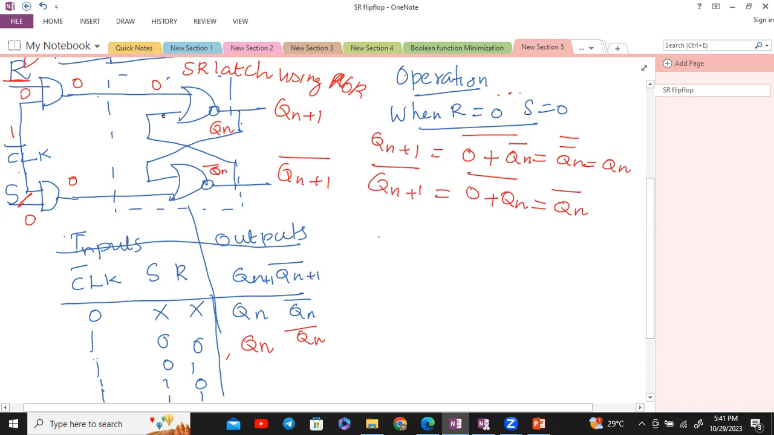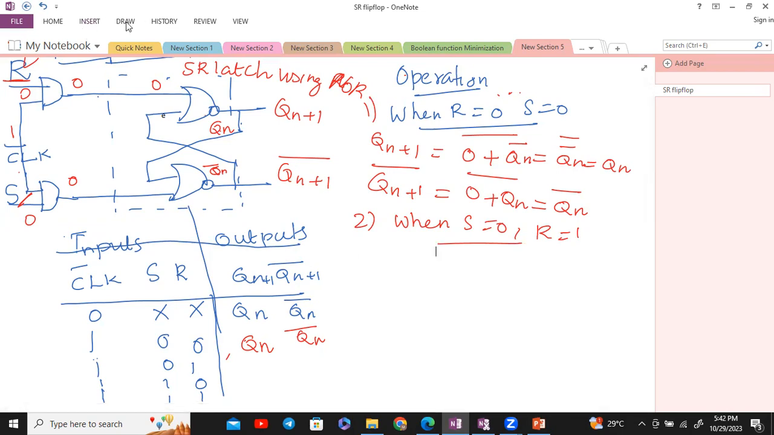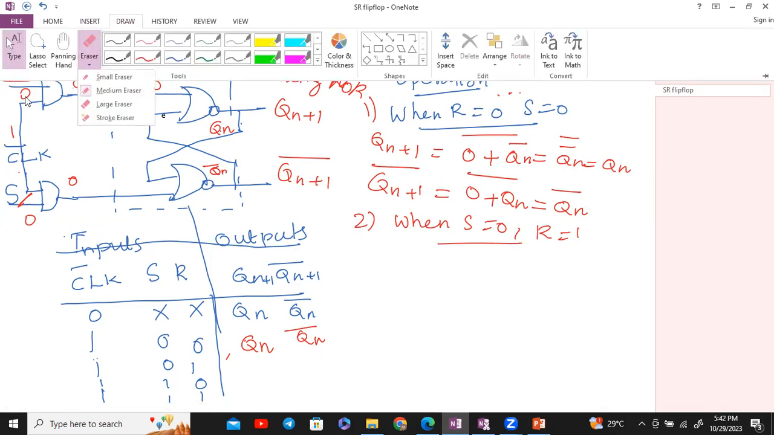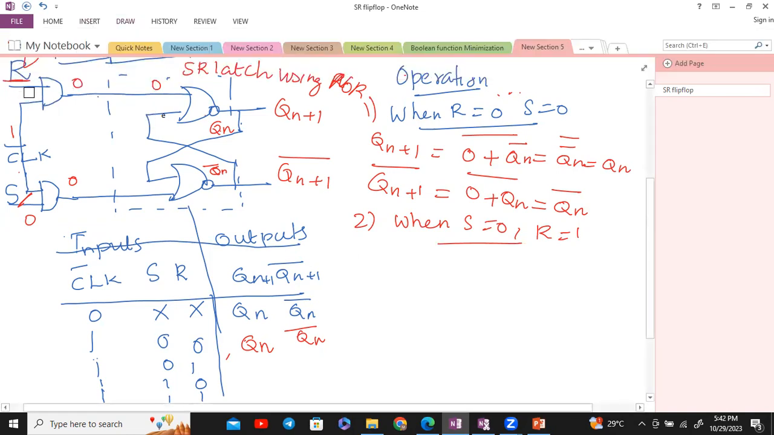The second case is when S equal to 0 and R equal to 1. Or R equal to 0, any one case we can check. So what about your Qn+1? Now you come to the condition S equal to 0 and R equal to 1.